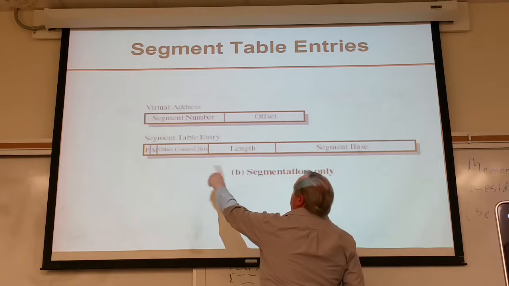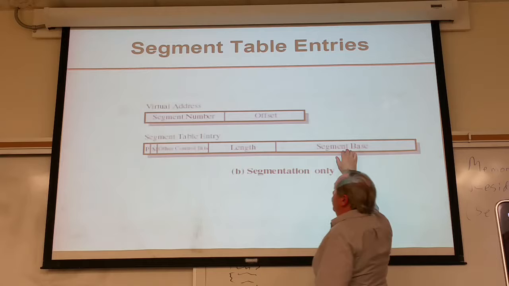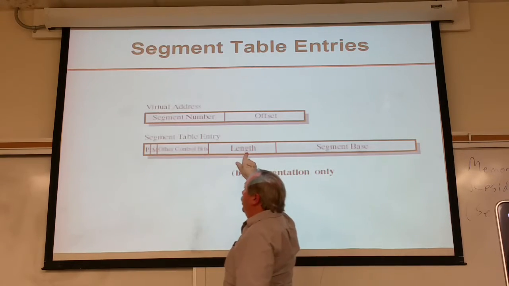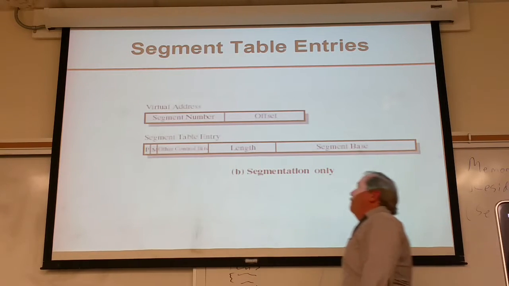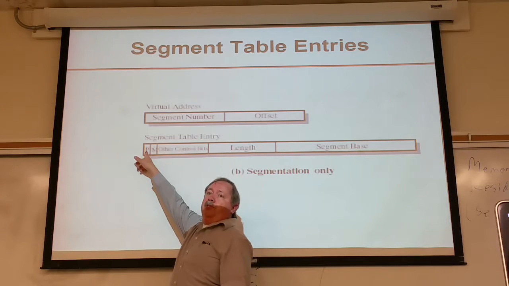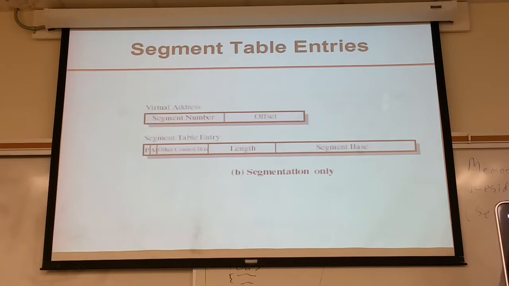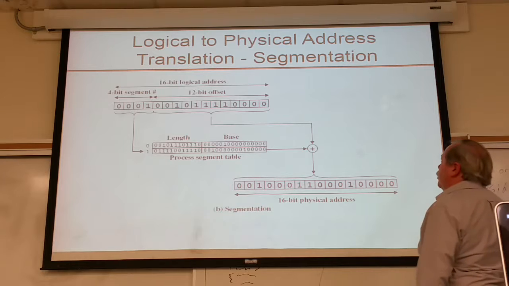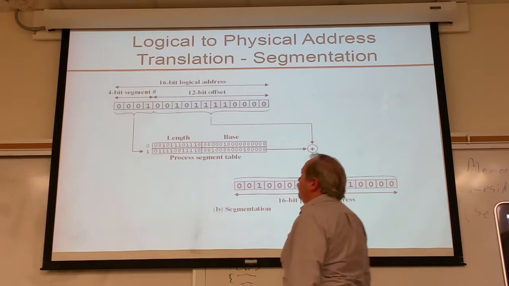But our segment table entry now is going to have the base address for this segment, where it gets loaded into main memory. It's going to have its length, it'll have those control bits, and it'll have its modified bit. Okay? We're also now going to be concerned with this bit, the present bit. Is it loaded in main memory?